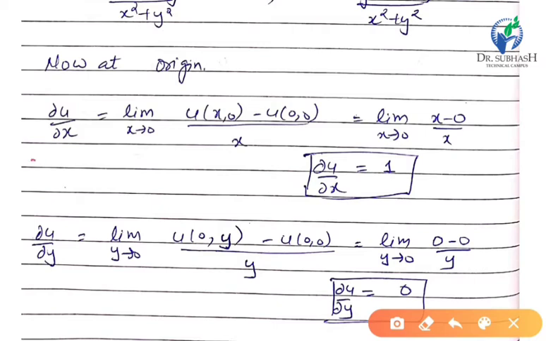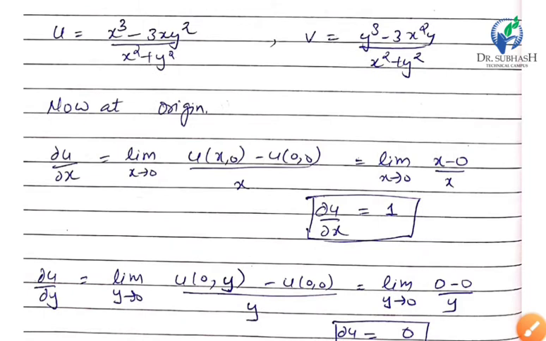Del u upon del x equal to, first we will take limit x tends to 0. The formula is u of x, 0 minus u of 0, 0 upon x. We will substitute y equal to 0 for this term, and for this term both x and y will be 0. So u of x, 0 we put in this term u. So I get limit x tends to 0, x minus 0 upon x. So this x will get cancelled. I will get del u upon del x equal to 1.